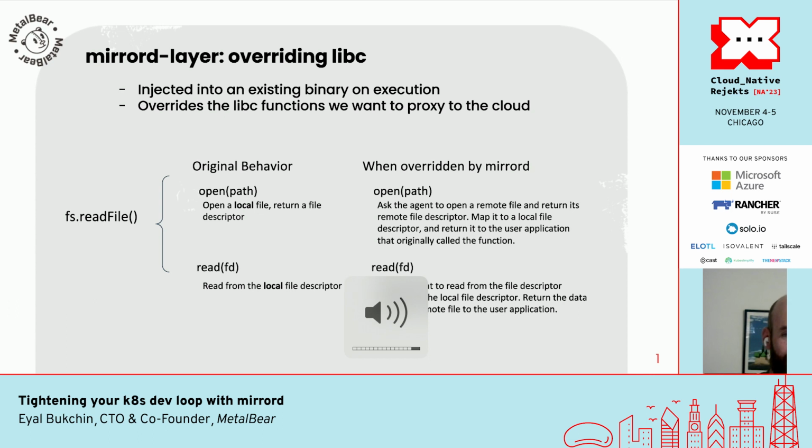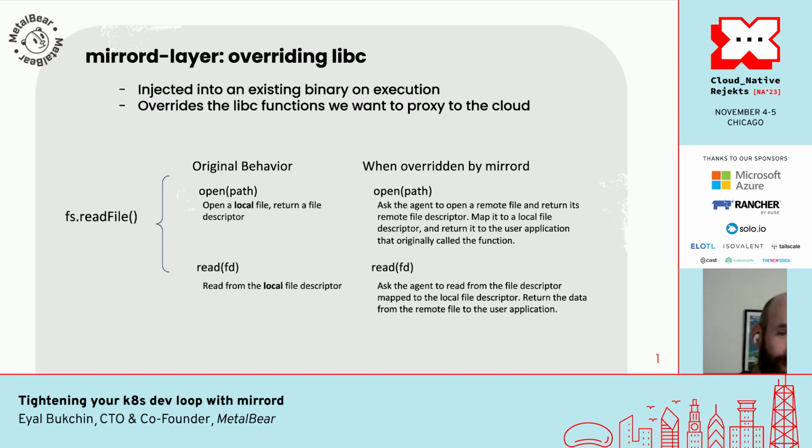For example, when you call readFile in JavaScript, it calls open, which returns a file descriptor. Then it calls read on that file descriptor to read the contents of the file. So mirrord overrides both of these functions. When open is called, it's proxied to the agent. The agent opens a remote file, gets a remote file descriptor, and returns that to the layer. The layer then maps that to a local file descriptor and returns that to the app. Now the app has a local file descriptor that it doesn't know is actually mapped to a remote file.